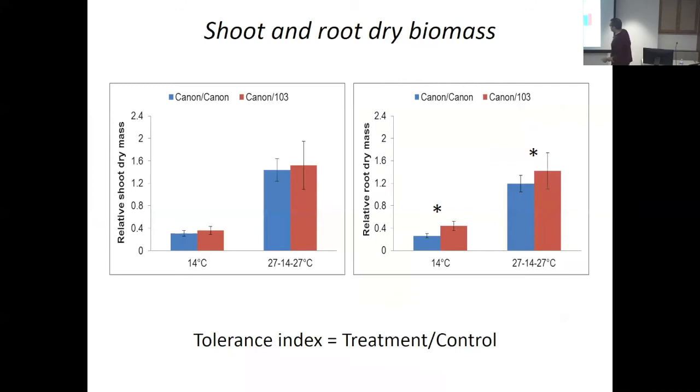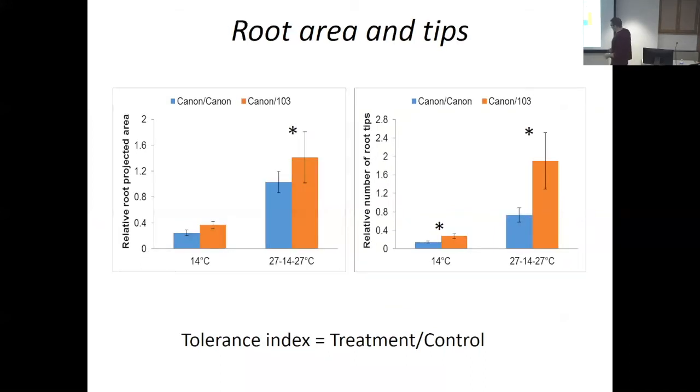And then when we look at the above ground, you almost don't see differences. But when you look at the roots, and it's easy to look at the roots, you see significant differences. The S103 is much more tolerant root-wise than the Canon. And you could go deeper into the roots and look at the projected area and number of tips, and you see a significant decrease. So you don't see anything above ground in the vegetative state, but you do see lots below ground.